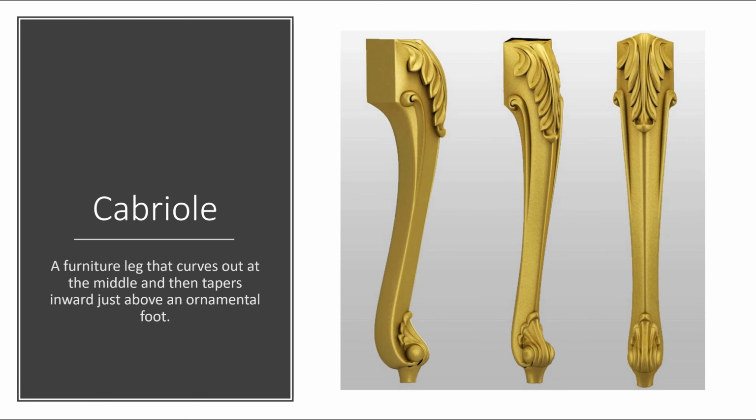So first we have our cabriole leg. This is a furniture leg that curves out at the middle and then tapers inward above an ornamental foot. Okay, so this is what a cabriole leg looks like. I bet if you were to look around your furniture pieces in your home, you may be able to find a cabriole leg. The way that we memorize this one is we would always say cabriole, like it rolls out, and so it has that curve at the top, and that's how we always memorize that one.